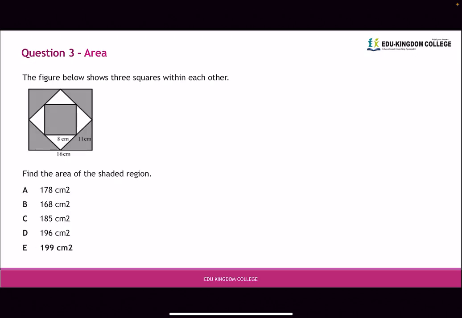Now, the figure below shows 3 squares within each other. So we have 3 squares, find the area of the shaded region. It's just dark square minus light square plus dark square. So it should be 16 squared minus 11 squared plus 8 squared.